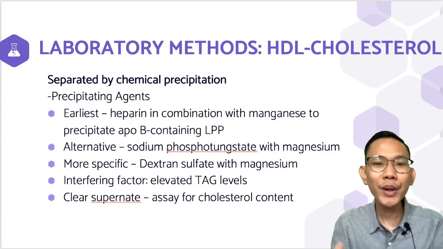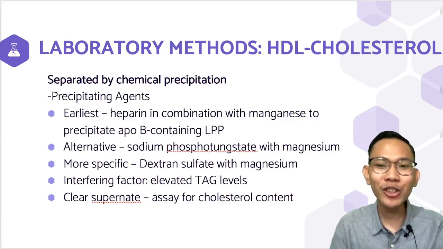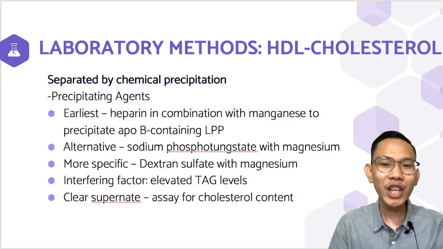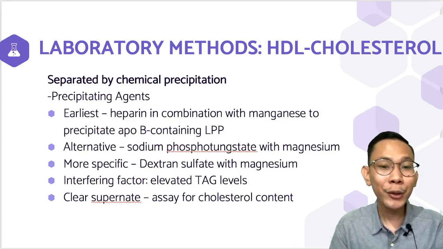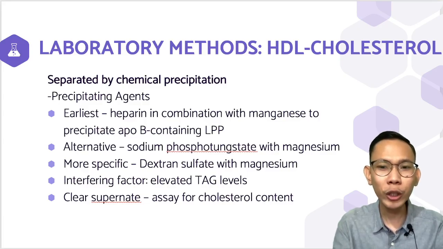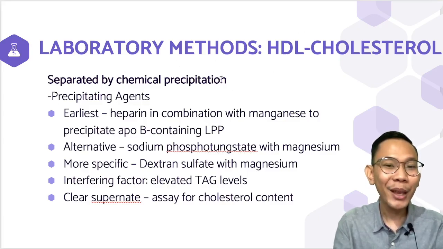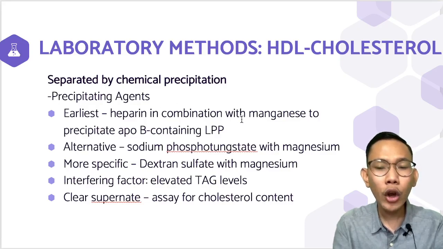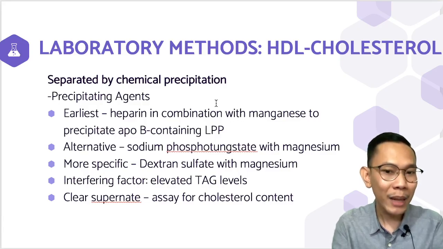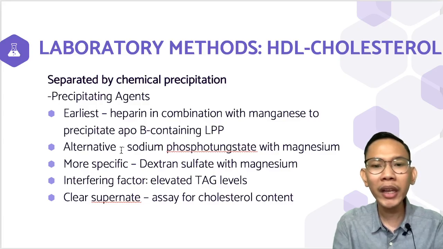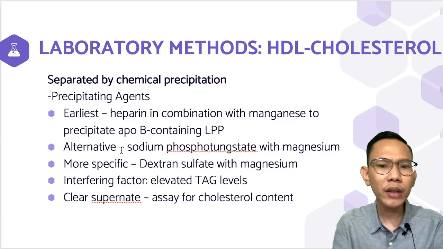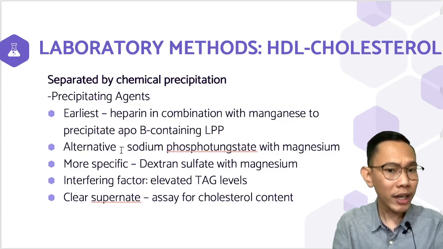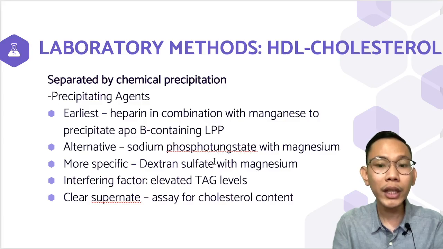Now, let's proceed with the last laboratory method, your HDL cholesterol. Your HDL cholesterol is separated by chemical precipitation. So, in short, pag HDL test, gumagamit tayo ng chemical precipitation. So, there are precipitating agents. The earliest one, heparin in combination with manganese to precipitate your ApoB-containing lipoproteins. So, alternatively, pwede natin gumamit ng sodium phosphotungstate with your magnesium. More specific, your dextran sulfate with magnesium.